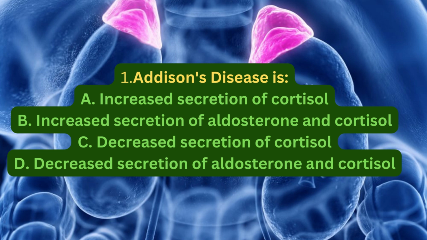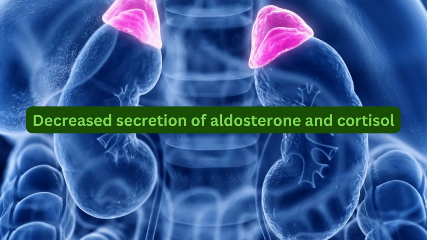We have question number 1. It says Addison's disease is A. Increased secretion of cortisol, B. Increased secretion of aldosterone and cortisol, C. Increased secretion of cortisol, and D. Decreased secretion of aldosterone and cortisol. I'll leave you to answer that. Number 1 is decreased secretion of aldosterone and cortisol.